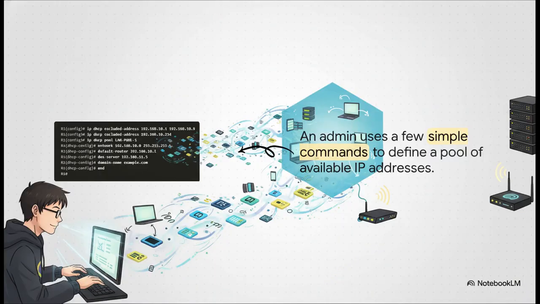And check this out. This is how it's actually configured. An admin just types in a few simple commands. They create what's called a pool of IP addresses to hand out. They set the default gateway, which is just the door to the rest of the internet, and they point to a DNS server, which is like the internet's phone book. It's really just giving the router a clear set of instructions for managing traffic.